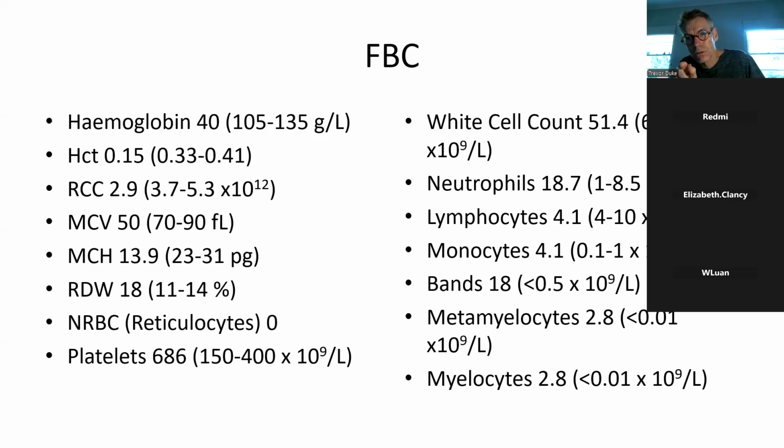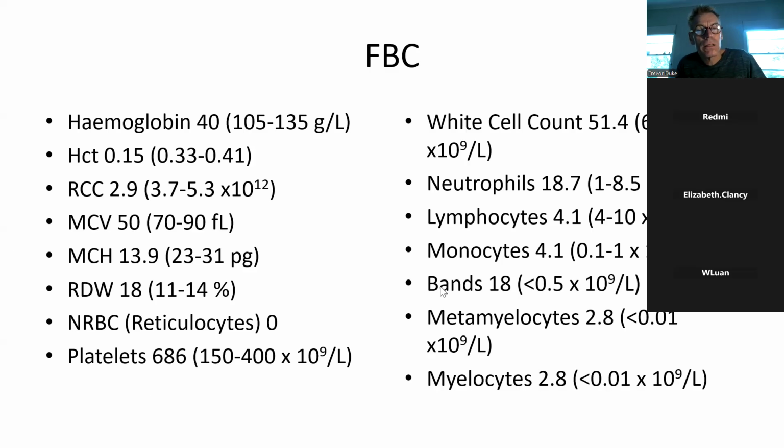But this is the full blood count of this child, and you can see something more about the precipitating cause of this child's heart failure, and that is the white cell count was 51. The neutrophils were 18, so you think, well, it's a bit high, but it's not very high. But I want you to look at the other features, especially this thing called the band count.